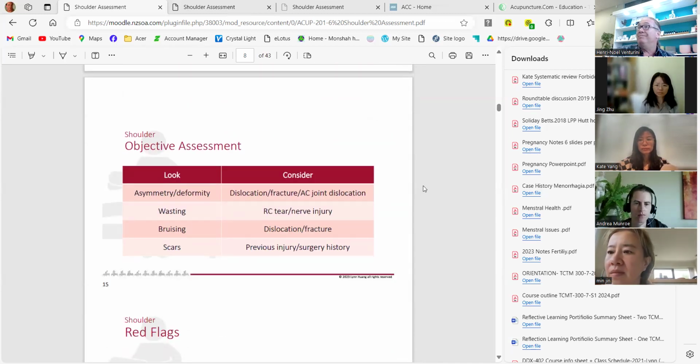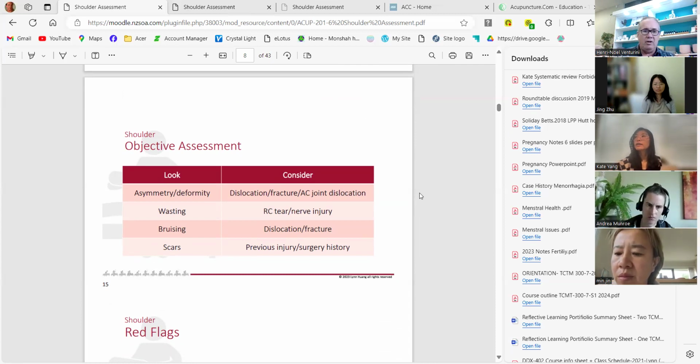Okay. Objective assessment. So you're looking at the shoulder and comparing the two shoulders. You stand from behind or in front of your client, and you're looking for asymmetry and deformation. You're looking for a dislocation. You're going to think about whether this is a deformity because there's a fracture, or is there a dislocation? You're looking for muscle wasting, which is due to a nerve injury or a tear in the RC joint.